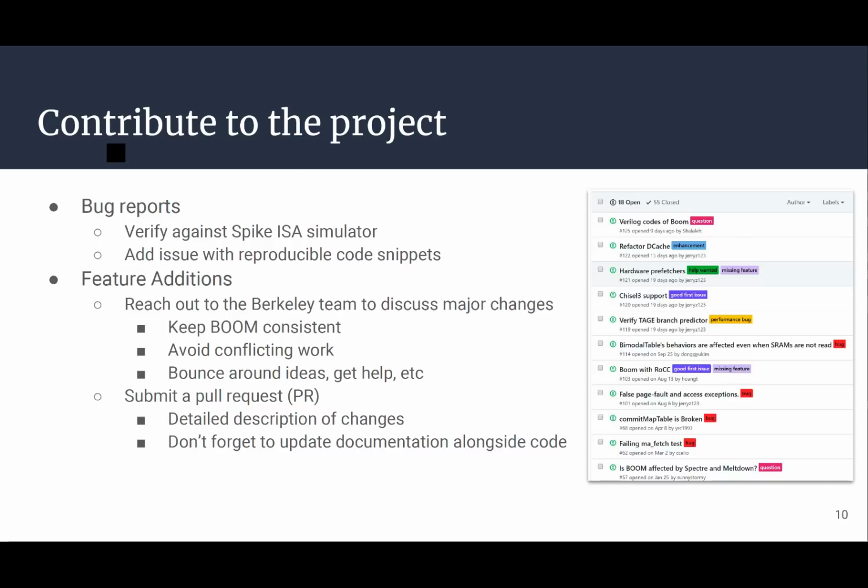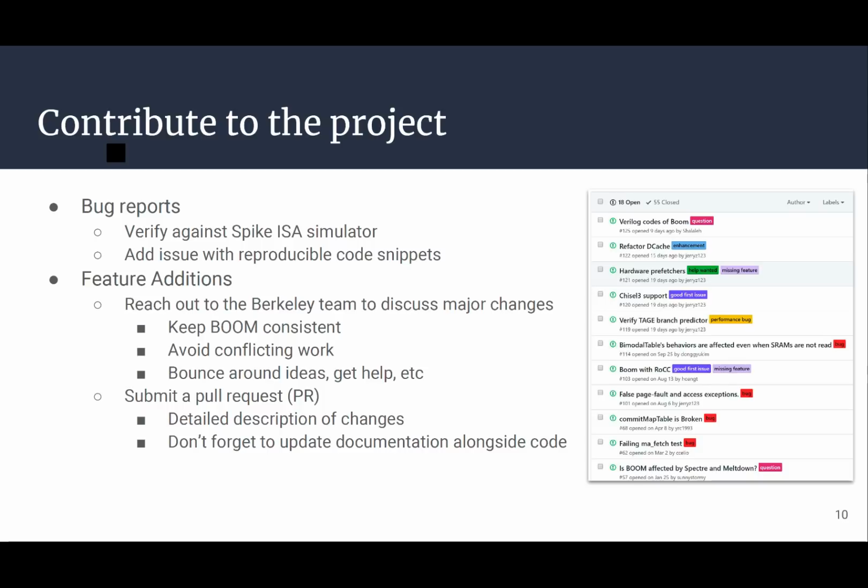So bug reports are always greatly appreciated. Say you have some piece of code that appears to be misbehaving on BOOM. What you might want to do first is verify that it is actually a bug with BOOM and not the code, by running it on the Spike ISA simulator. And then after that, you can add an issue with reproducible snippets of code that encapsulate the problem. That way people can run it on BOOM and try to debug it themselves.